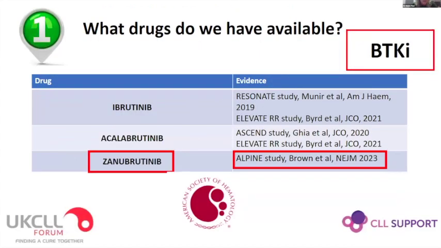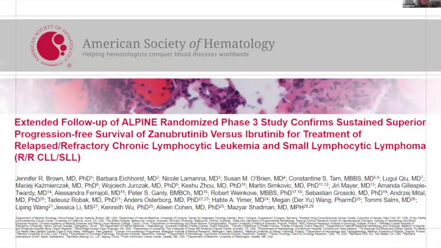I'm going to move on now to zanubrutinib, so in the relapsed refractory setting, and this data was updated at ASH 2023. So this is the Alpine study. And like the Elevate-RR study that we've just seen, which was a head-to-head direct comparison of acalabrutinib with ibrutinib in the relapsed refractory setting, the Alpine study is a direct head-to-head comparison of ibrutinib with zanubrutinib in the relapsed refractory setting.